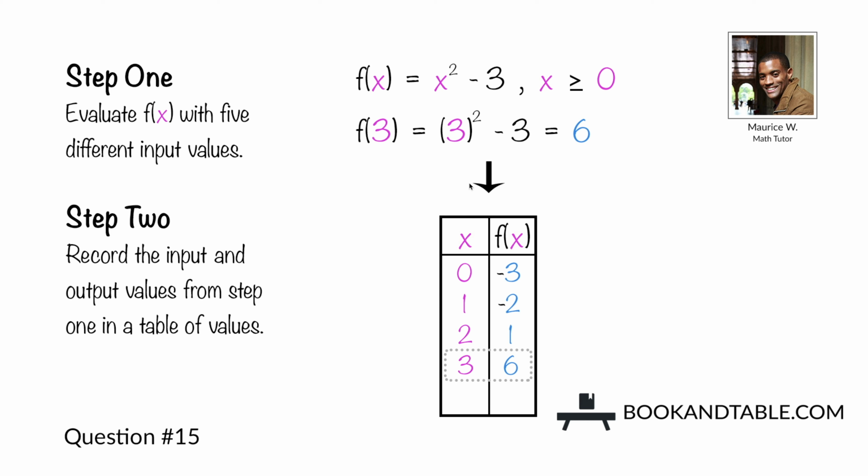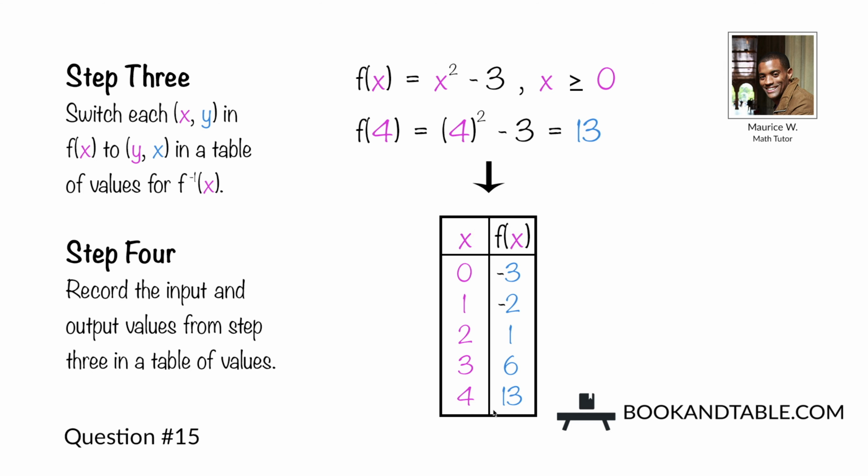f of 3 gives us 3 squared, which is 9. And 9 minus 3 is equal to 6. So the x value is 3 and the y value is 6. And f of 4 is equal to 4 squared, which is 16. And 16 minus 3 is equal to 13. So the x value is 4 and the y value is 13.